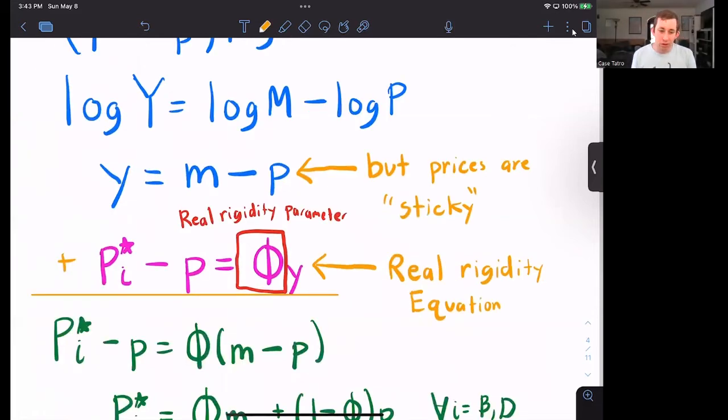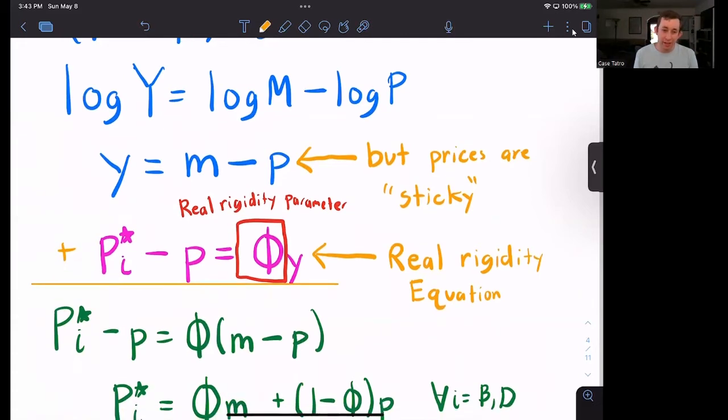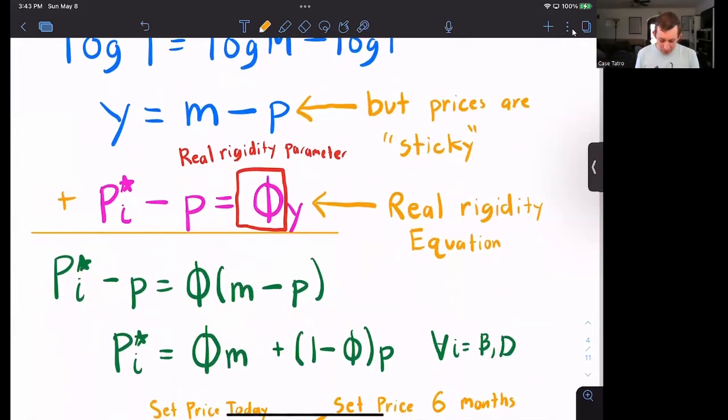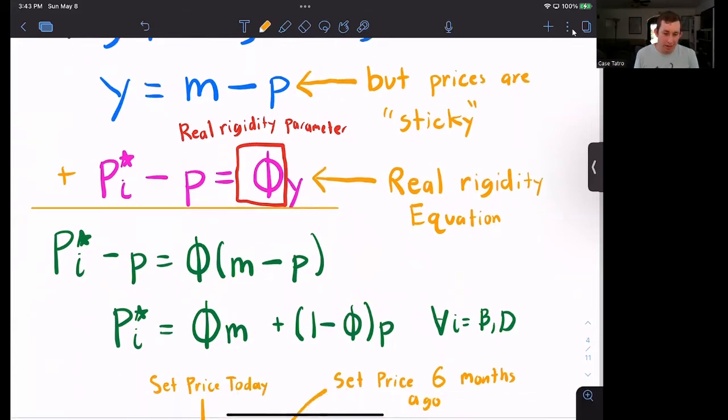Now I can combine this blue equation and this pink equation to make the green equation, where all I've done is substitute y equals m minus p in for y in the pink equation. And I get that the optimal price for either Bill or Dave is just the real rigidity parameter times the money supply plus 1 minus the real rigidity parameter times the price level. Again, both of those are in logs.